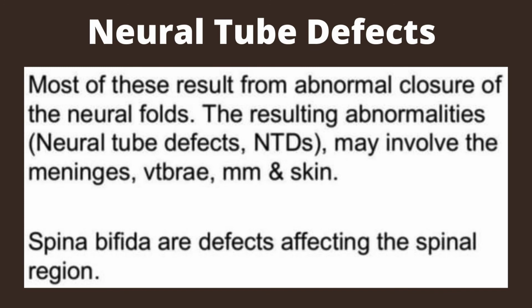Now we will talk about our last slide, which is neural tube defects. Most of these result from abnormal closure of the neural folds. The resulting abnormalities, that is neural tube defects, also called entities, may involve the meninges, vertebra, and skin. Last point is spina bifida are defects affecting the spinal region.